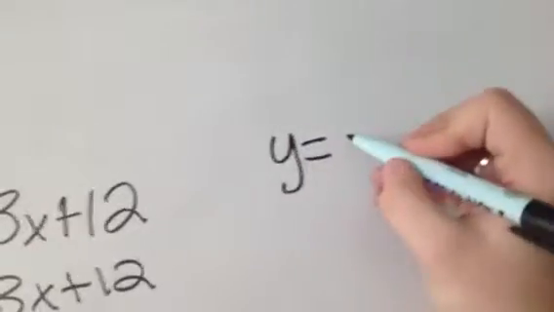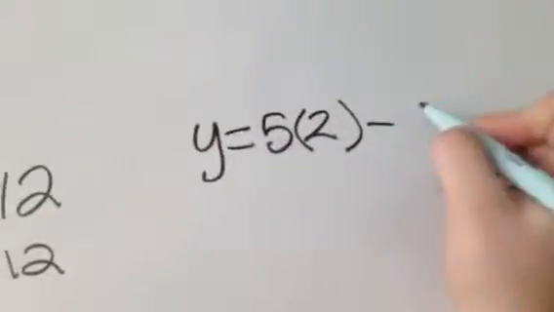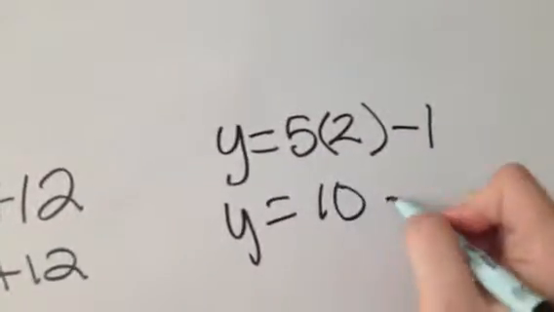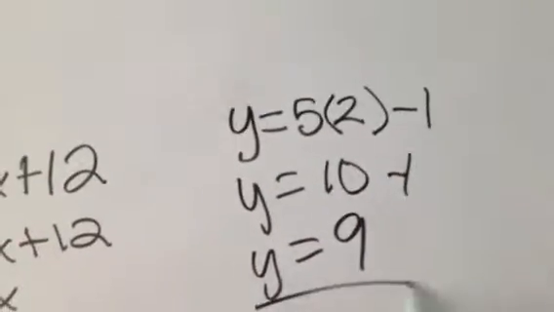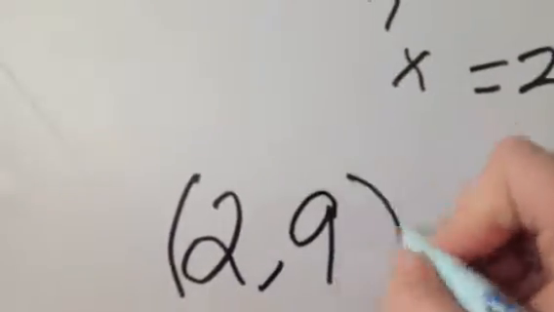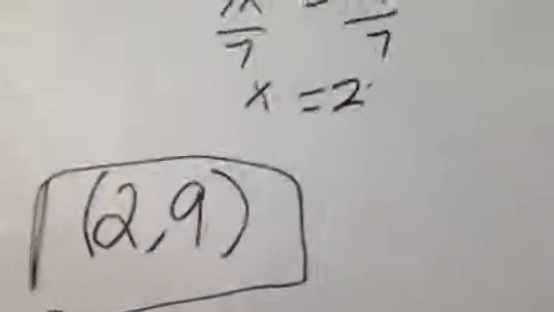Y equals 5 parentheses 2 minus 1. So now we're going to solve. So that's 10 minus 1, and then that equals 9. And so our y equals 9. And so we can write that down over in this coordinate. And so that's our answer to this problem.